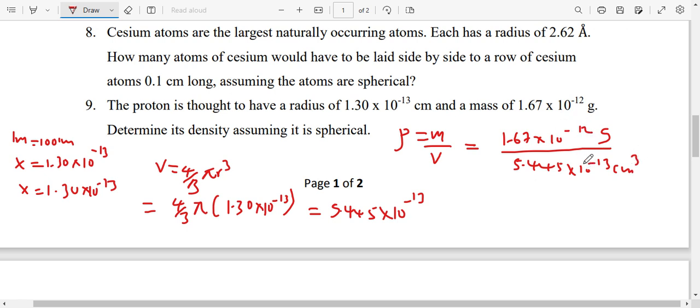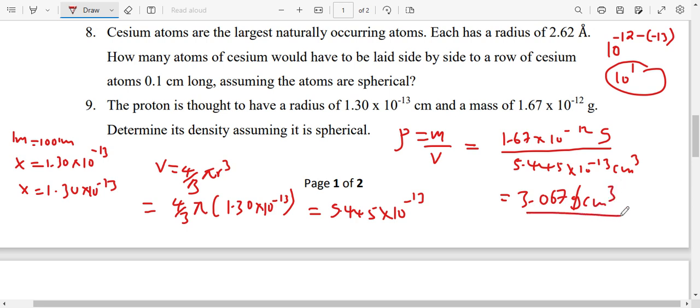So here we have the 10 to the power negative 12 on top and then 10 to the power negative 13 down. When you are dividing, subtract the power. So 10 to the power negative 12 minus negative 13 will give us 10 to the power positive 1. Then I'll just do the division of 1.67 divided by 5.445. The answer that I get, I multiply by the 10 which remained. So this is going to give us a density of 3.067 grams per cubic centimeter. So that is going to be the density.